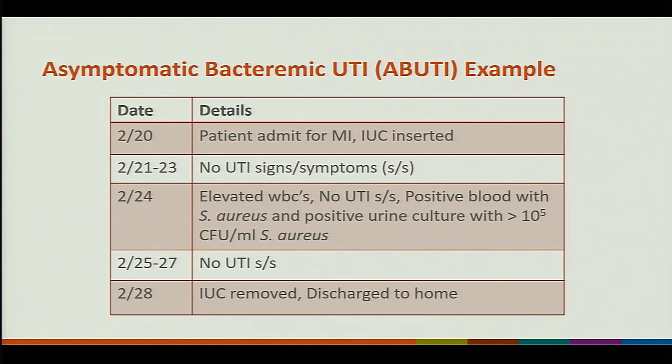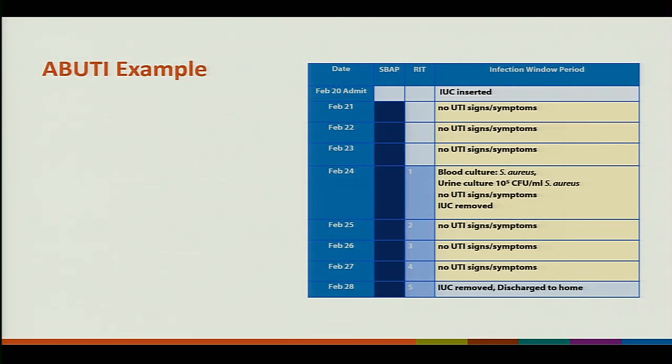Patient was admitted for an MI. The catheter was inserted on the 20th. 21st through the 23rd, there are no signs or symptoms. February 24th, we have elevated WBCs, no UTI symptoms. We do have a positive blood with Staph aureus and a positive urine culture greater than 100,000 of Staph aureus. From the 25th through the 27th, no signs. And on February 28th, we were allowed to go home, and that Foley was removed.